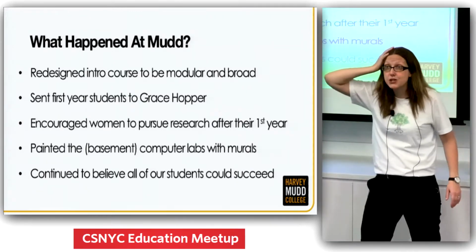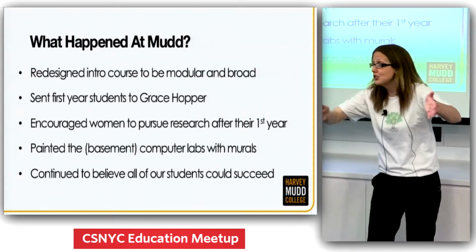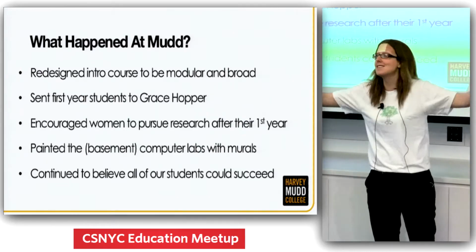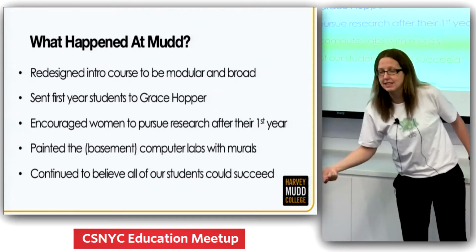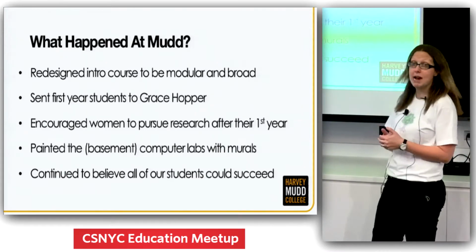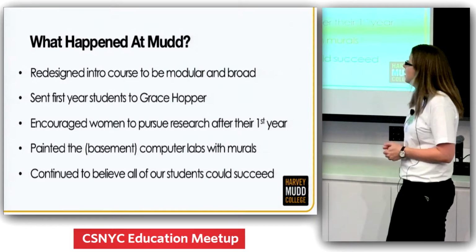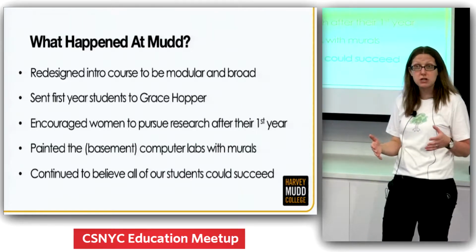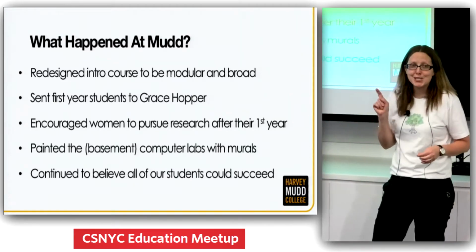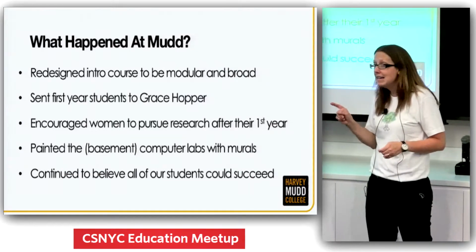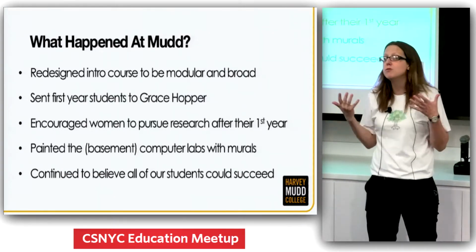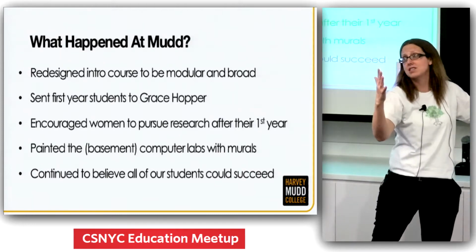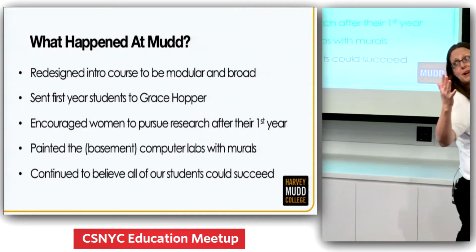Okay, so they redesigned the intro course to be modular. So you might hate one part of computer science, and that's cool, because you see there are six other parts that you kind of like, and one that you really like. I think that's a best practice that other schools can use in their intro course. We send students to Grace Hopper, like I said. We encourage women to pursue research after their first year. Here's one that no one talks about: right at the same time, they painted the depressing basement labs with beautiful murals. One is like happy clouds, and the other is this beautiful birch tree forest. So you walk in and it's just birch trees all around. I think it's nice.